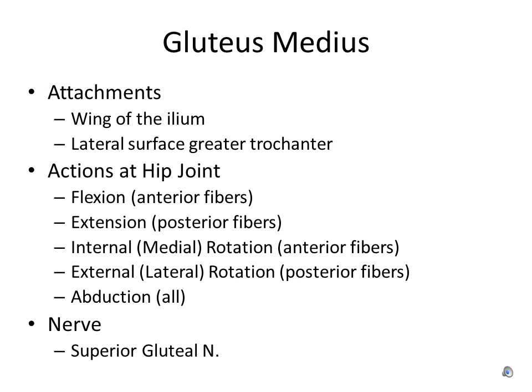Gluteus medius. Its attachments are the wing of the ilium and the lateral surface of the greater trochanter. The gluteus medius has action at the hip joint to include flexion by the anterior fibers, extension by the posterior fibers, internal rotation by the anterior fibers, external rotation by the posterior fibers, and abduction, which is performed by all the fibers. The gluteus medius is innervated by the superior gluteal nerve.